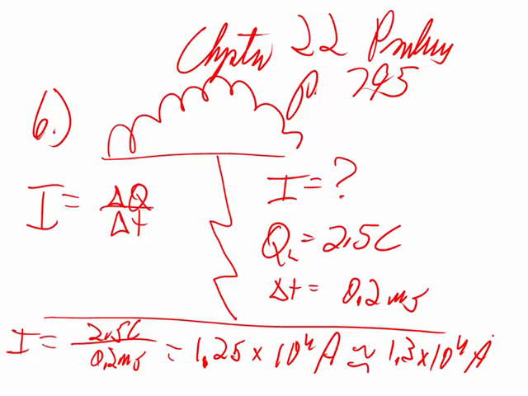Or that would be 13 kiloamps, if you were to write it that way. You could write it using the prefixes. And that is a large amount of current, and of course that would be expected with a strike of lightning. That's why it kills people. All right, let's move on now.